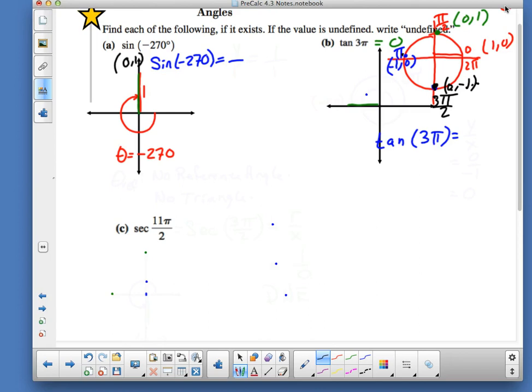Because they're quadrantal, and this is 0, 1 to get there. If I go negative 270 and I'm asked for sine, what's my y value there? It's 1. And we learned that sine was our y over r, right? R here is 1 because it's the unit circle. My sine is 1 to get there. It's opposite over hypotenuse, so it's just 1. Does that make sense? Yes or no?